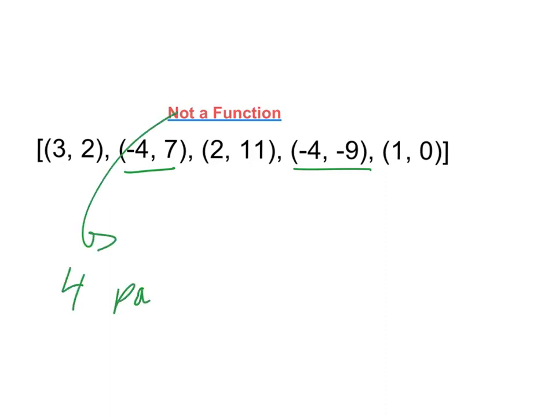Negative 4 pairs with 7 and negative 9. And that's why it's not a function. It has nothing to do with the range. It's because the x gets paired with more than one y. That makes it not a function. And on a test or quiz, when you explain why something is not a function, I want you to be very specific as to why it's not. When it is a function, you say this general statement that x only ever goes with one y. But when it's not a function, I want you to specifically cite the reason that makes it not a function.